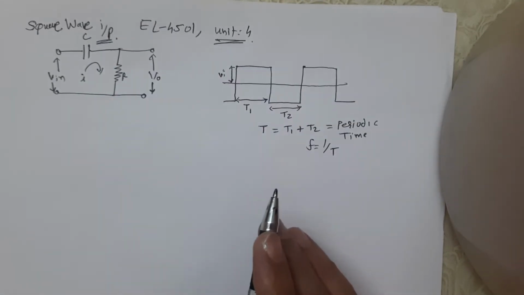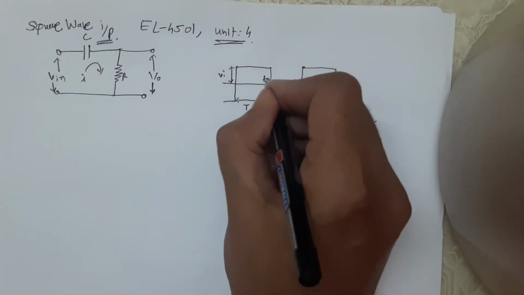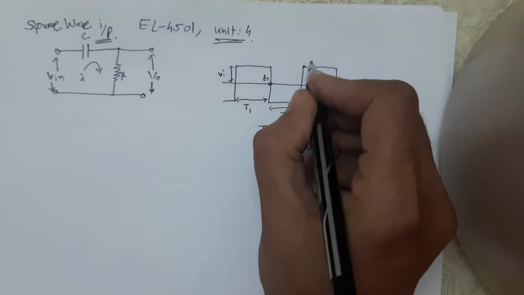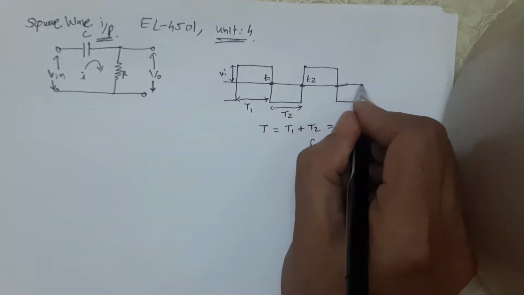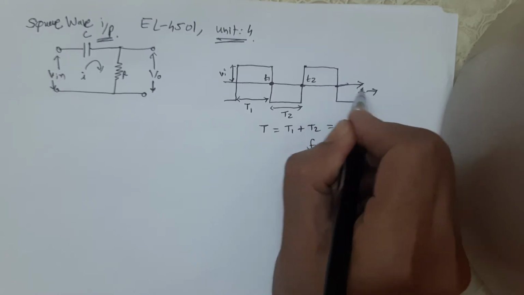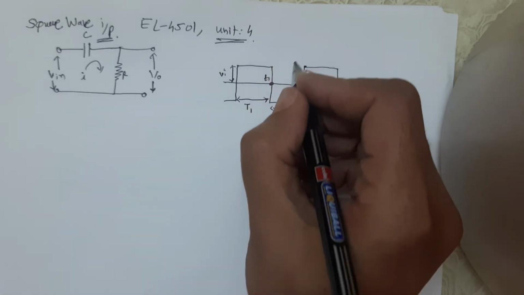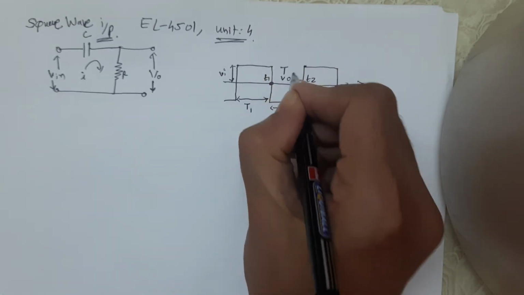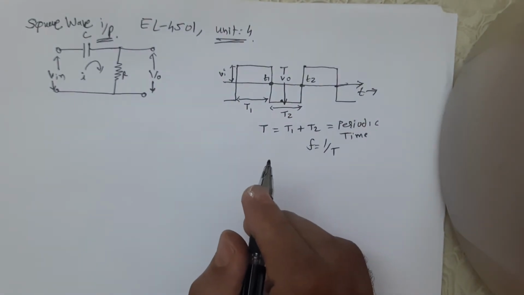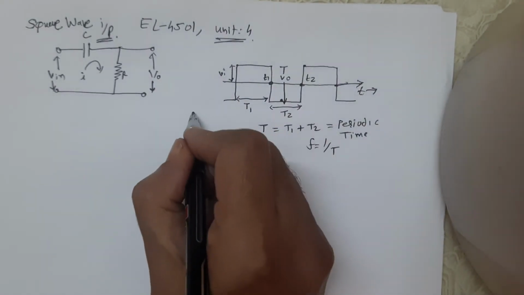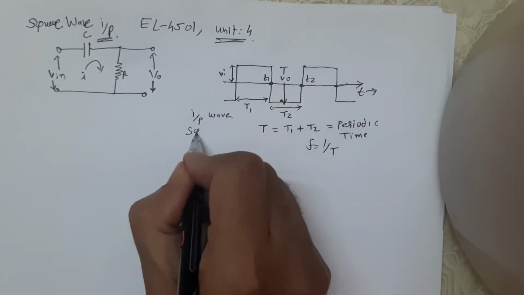This is the time for T1. This is the time for T2. X-axis is time in seconds, Y-axis is amplitude. This is the amplitude, Vo, right? This is our input wave. Which wave? Square wave.